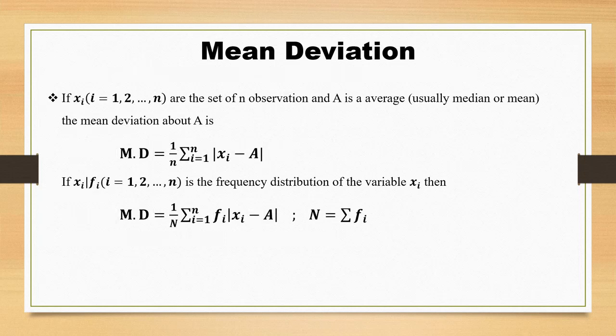Mean deviation. Mean deviation is a way to see how spread out numbers are in a group. You take the average of the distances between each number and the mean of the whole bunch. It tells you, on average, how far each number is from the mean. Mathematically, mean deviation is given by the following formulas.